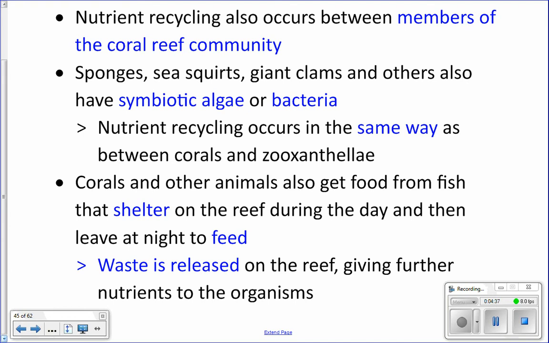Poop is fertilizer. It's nutrients. So that's one way that new nutrients get brought to the reef: by these animals that leave and then come back and poop. So fish poop is fertilizer. That's one way that new nutrients are brought to the reef.